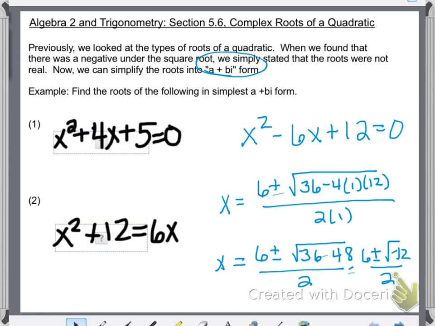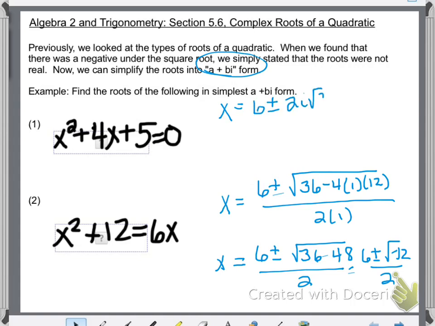I'm going to go back up to the top for space. So negative 12. Well, the negative is the i. 12 breaks down to the square root of 4 and 3, or 2 square root 3. So we get 6 plus or minus 2i square root 3, all over 2.